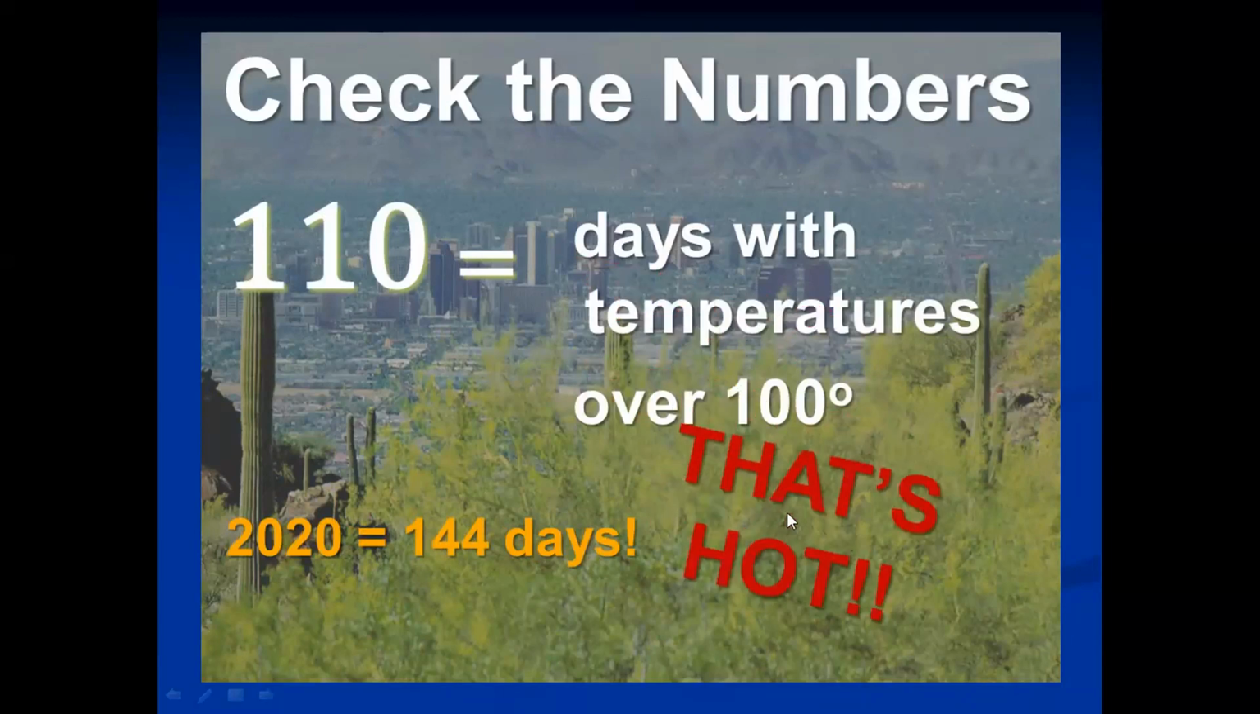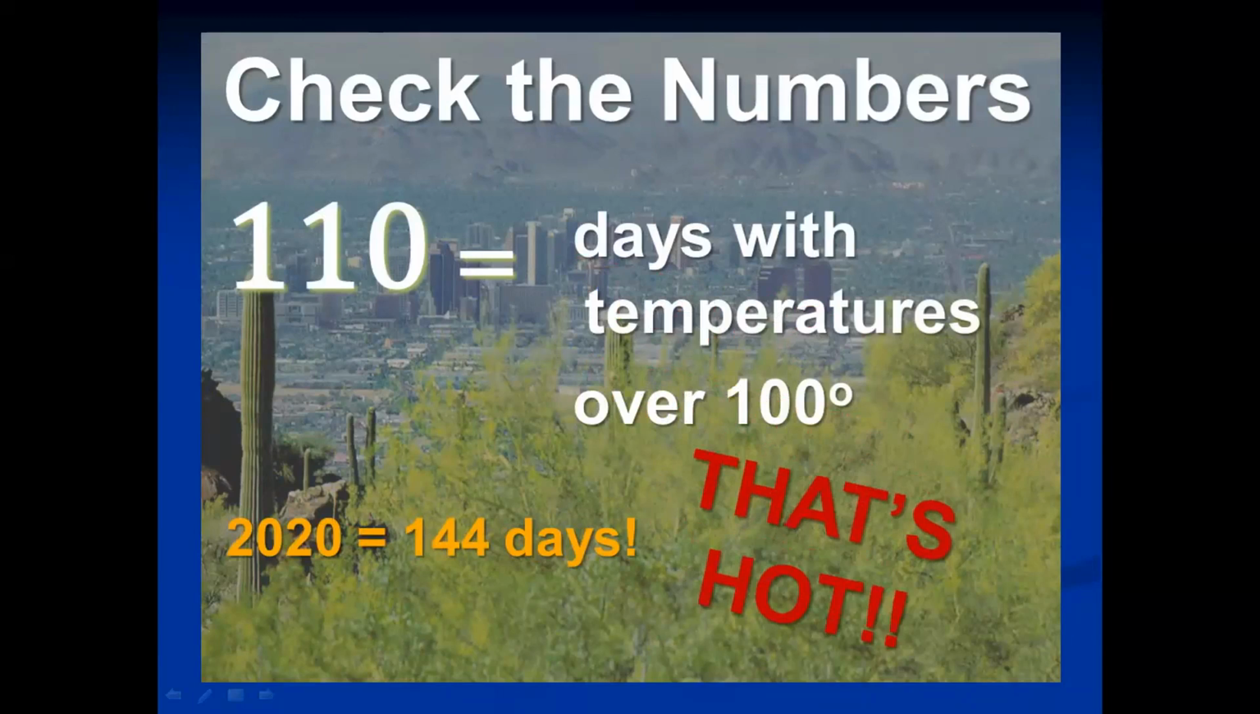But that's really hot. Now, of course, for people, we can go inside where there's air conditioning, or we can move into the shade, but plants are stuck out there. They're in the environment. They have to deal with what is there. And 144 days is a lot of heat for them to have to deal with.